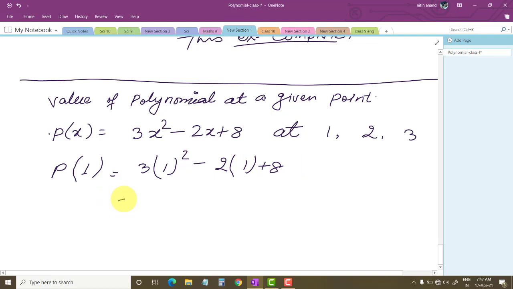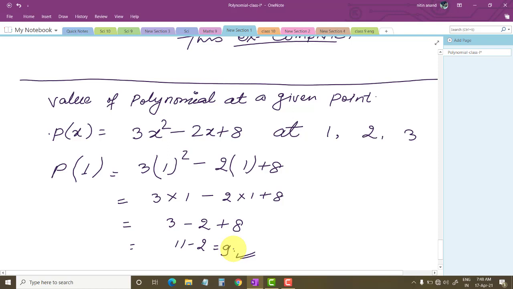Now this will be 3 into 1 square, that means 1, minus 2 into 1, plus 8. Next it will be 3 ones are 3, minus 2 ones are 2, plus 8. Firstly we add the plus terms: 8 plus 3 is 11, minus 2, that means 9. This is the value of this polynomial at the point 1.